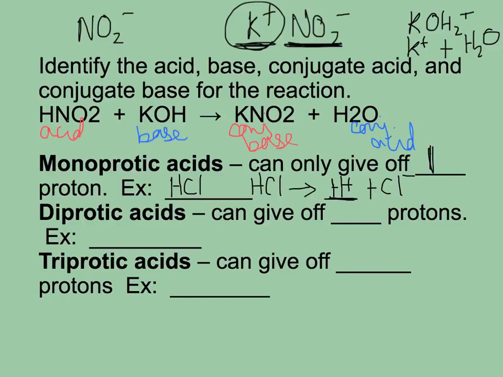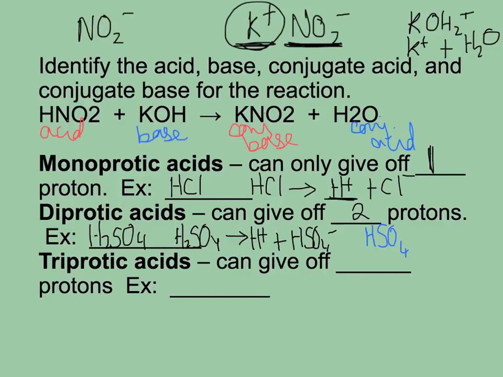Diprotic, di means two, protic means proton, so these are acids that can give off two protons. For an example, that would be like H2SO4. And in reality, it gives it off in multiple steps. So basically, H2SO4 gives off an H plus, and then you'd have HSO4 minus left. But then HSO4 minus can give off an H plus and SO4 2 minus. So the total at the end is basically two protons. Here's one, and then here's the second one.